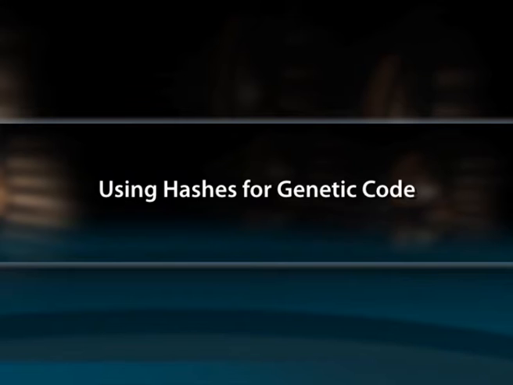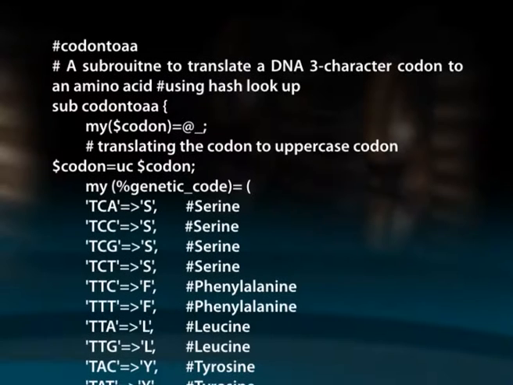Using hashes for genetic code. If we use a hash for this translation, for each codon key, the amino acid value is returned. Here is the subroutine to translate a DNA to an amino acid using hash lookup. The subroutine is called codon to AA. It is a subroutine to translate a DNA 3-character codon to an amino acid using hash lookup.